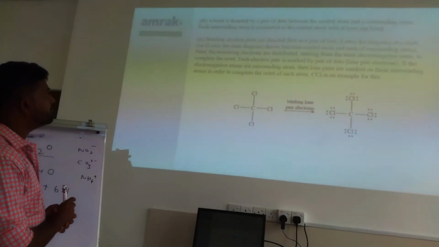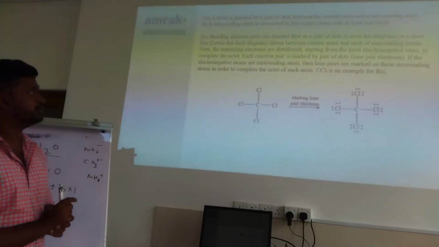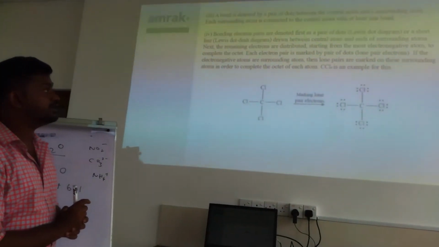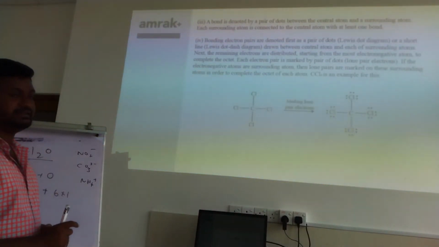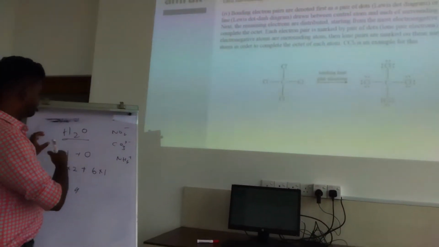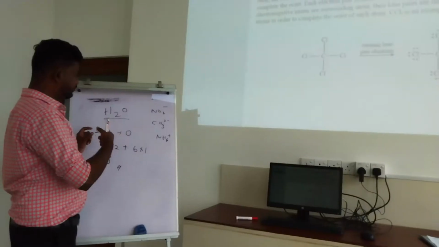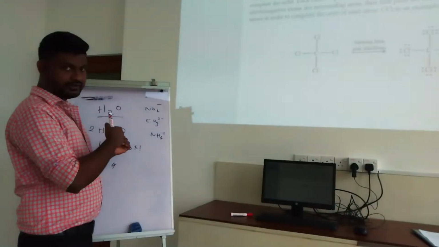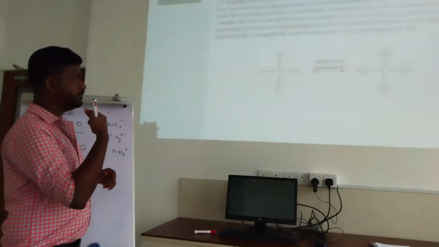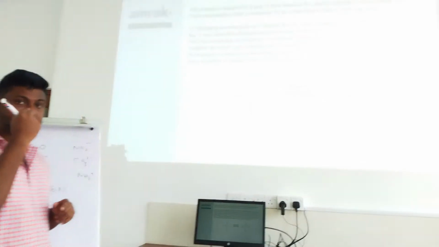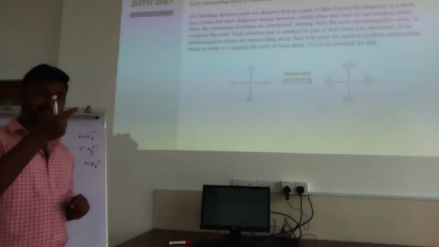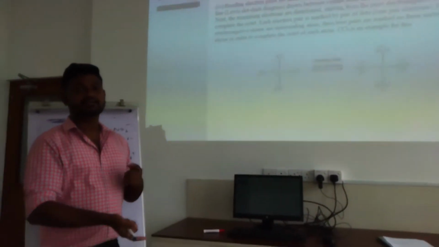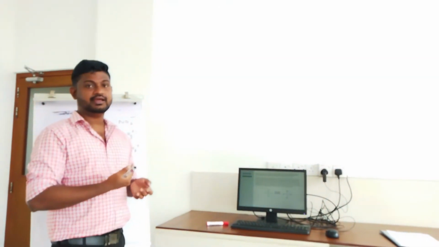Next, the remaining electrons are distributed starting from the most electronegative atom to complete the octet. When you're putting in the other electrons, I'll draw it and show you. When you're completing the other electrons, first you have to put the electrons on the highly electronegative atom, and only then on the less electronegative atom.